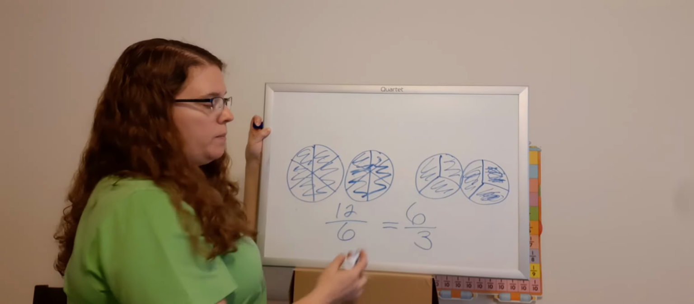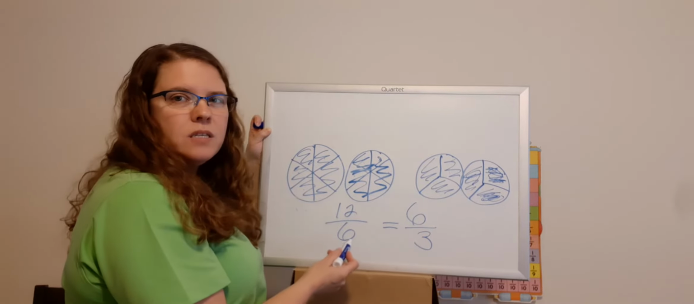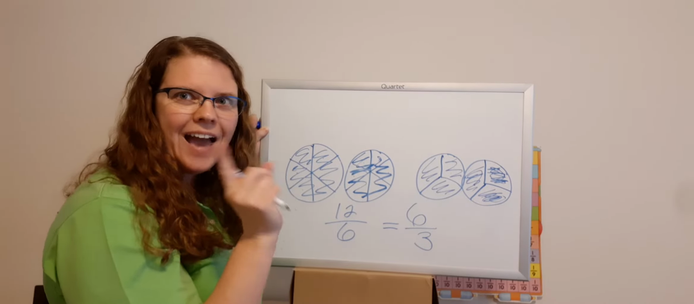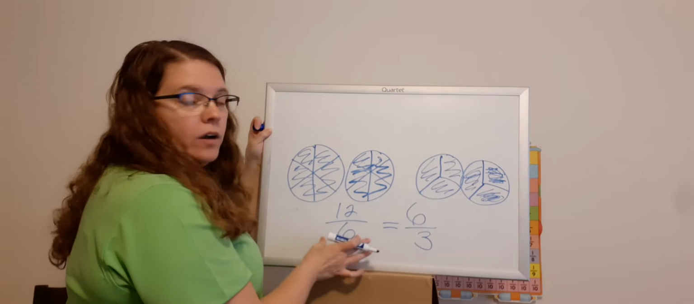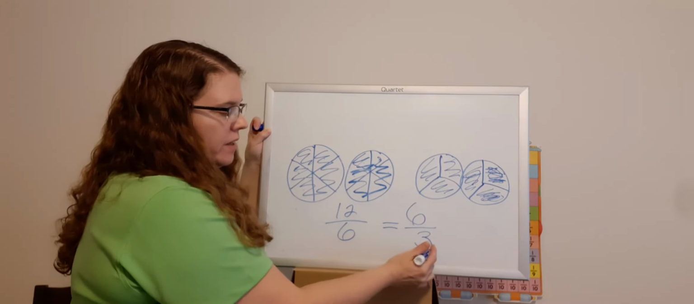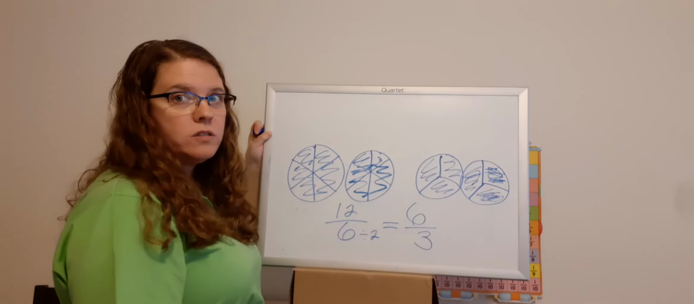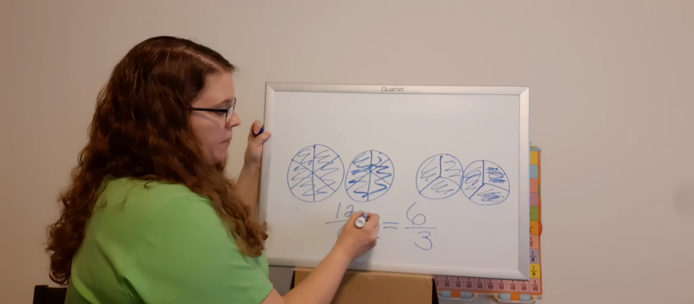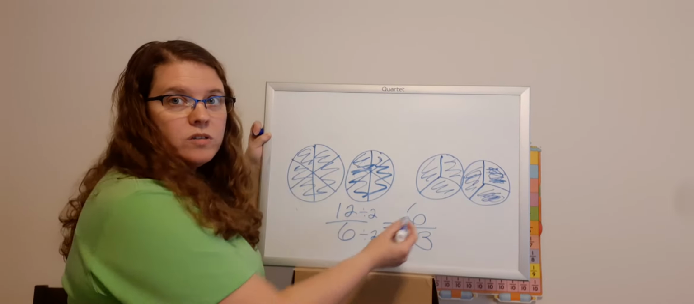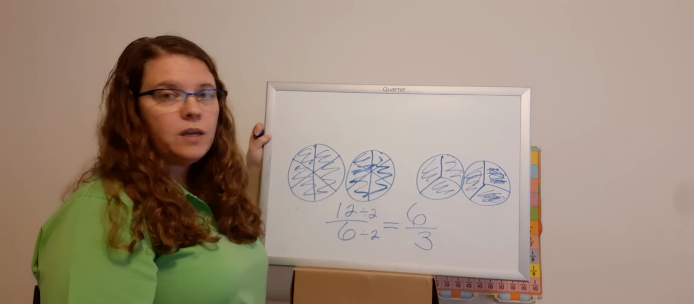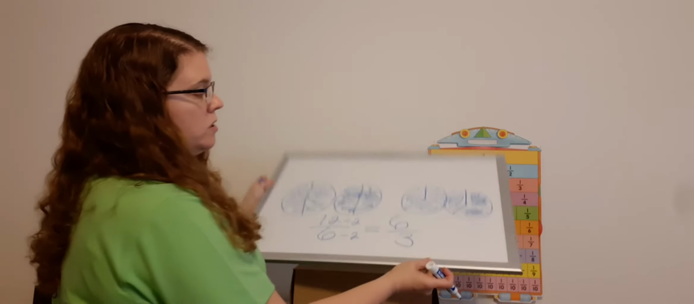Okay. So I can look at my picture or I can say, what happens to the 6 to get to a 3? Can I multiply? No, but can I divide? Yes. So if the denominator I'm going from is bigger than this denominator, I have to divide, right? So 6 divided by 2 equals 3. Whatever I do to the denominator has to happen to the numerator. 12 divided by 2 equals 6. So using my pictures, I can get my 6 here, or I can use my math skills and get my 6. But you've got to remember, whatever you do to the denominator or the numerator has to happen to the other one, okay? All right, number 4.